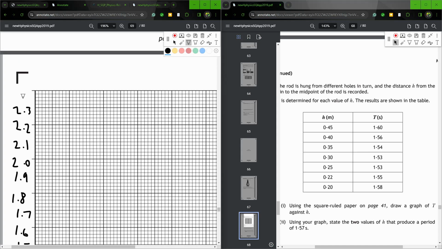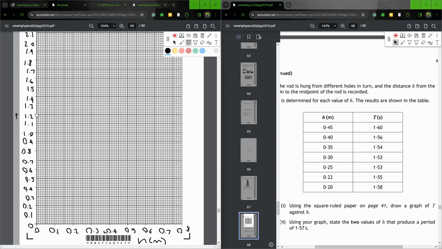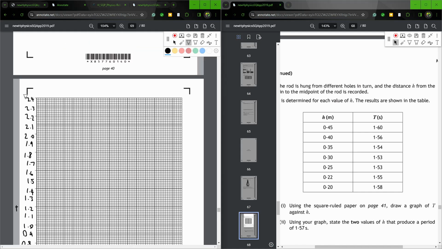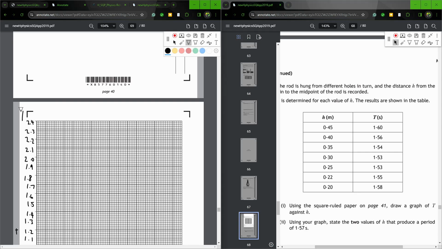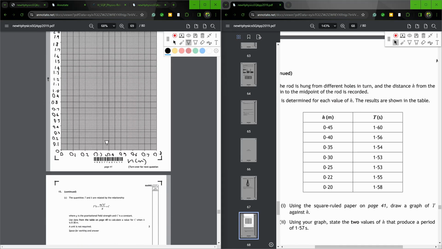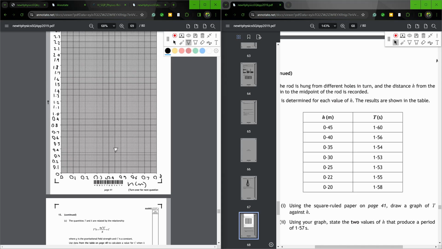Don't want the SQA to hunt me down. Boom. And then we need to make sure we label this axis. So we have to say that this is t in seconds. Okay, so now we've got our axis down, we can actually start drawing points.